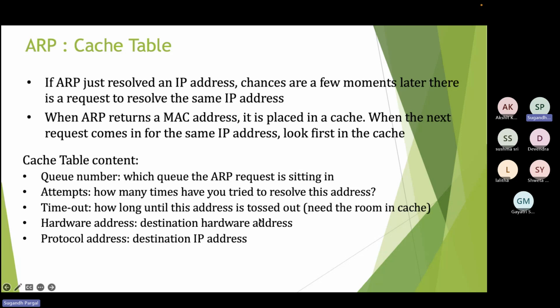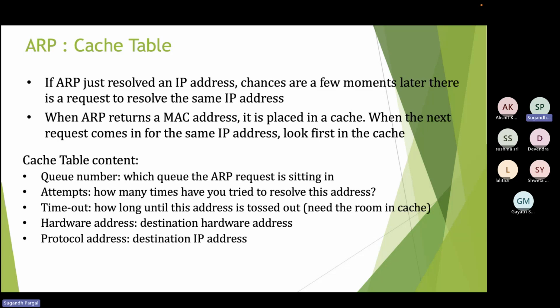So we'll discuss a few points about the ARP cache table. If ARP has just resolved an IP address, there are chances that a few moments later there is a request to resolve the same IP address. So when ARP returns a MAC address, it is placed in the cache so that it need not go through the whole process of going to the machine and finding out its MAC address again. When the next request comes in for the same IP address, it first looks into the cache, and if that conversion is present in the cache, then it need not go through the whole process.